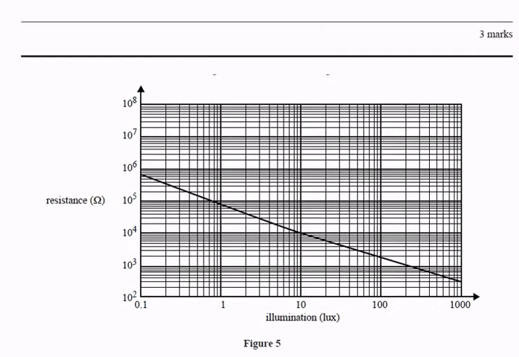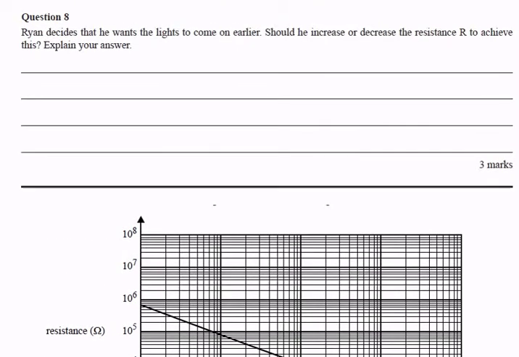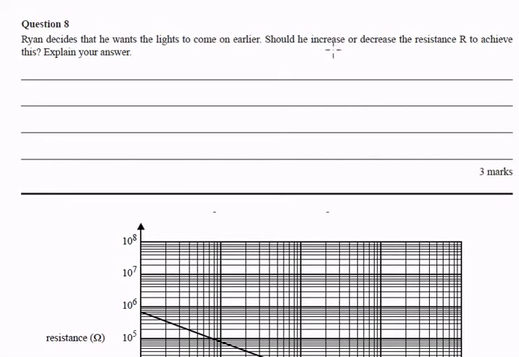Alright, last one in this set of questions. Ryan decides he wants the lights to come on earlier. Should he increase or decrease the resistance R to achieve this? Explain your answer. Same as before, I'm going to write, the answer is obviously going to be increase or decrease. I'm going to write them both down so we know what our answer looks like. And then I'm going to work through the working to find out what the answer is and then cross one of them out.